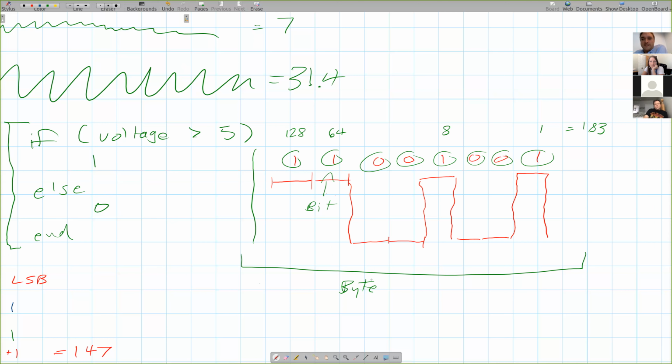I imagine the question you're asking yourself right now is, okay, you send me a sequence of numbers. What do I do with that? We're getting there. Questions about bits and bytes?